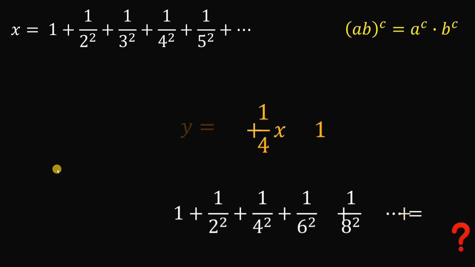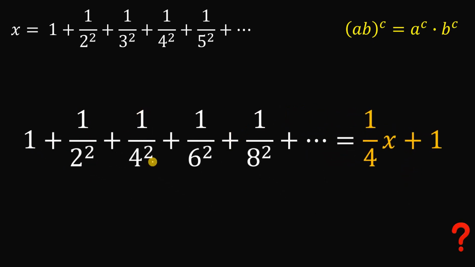Therefore, the value of 1 plus 1 over 2 squared plus 1 over 4 squared plus 1 over 6 squared plus 1 over 8 squared and so on and so forth must be equal to 1/4 x plus 1. And as always, we are done.